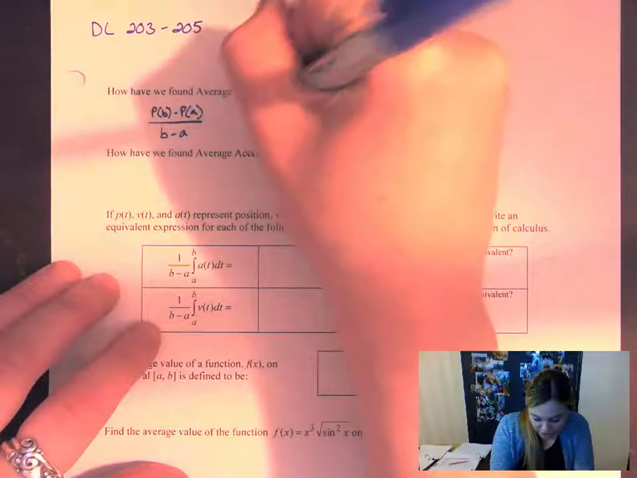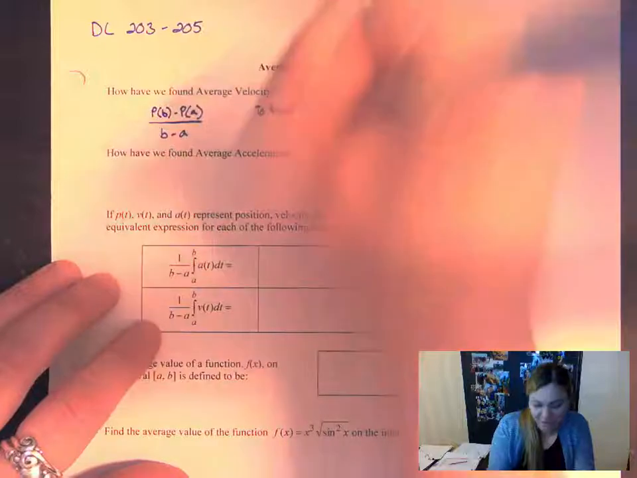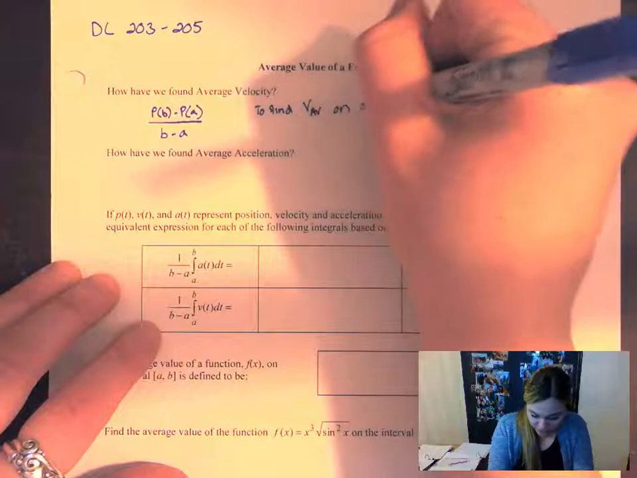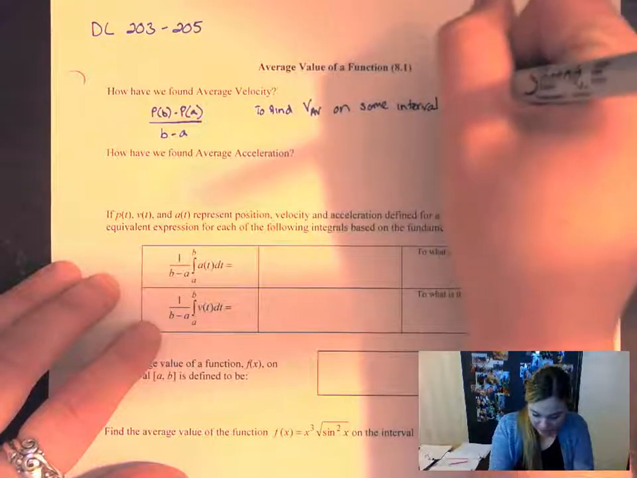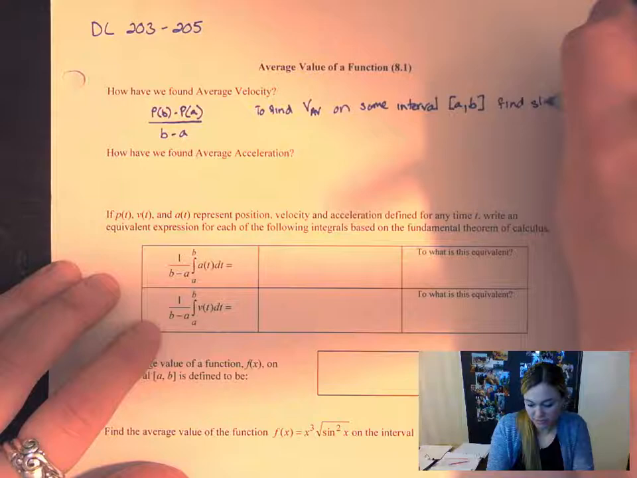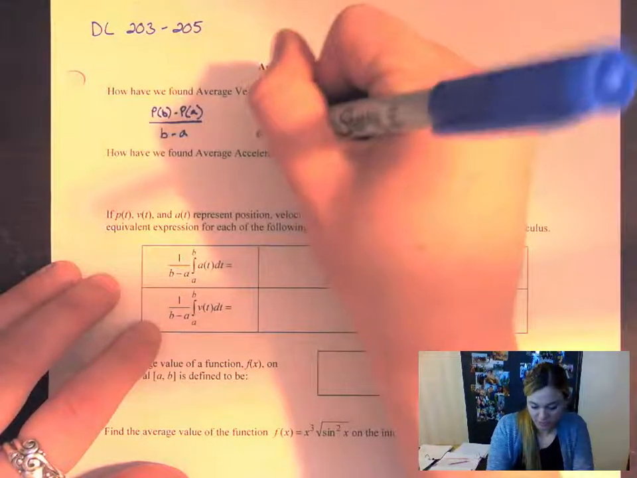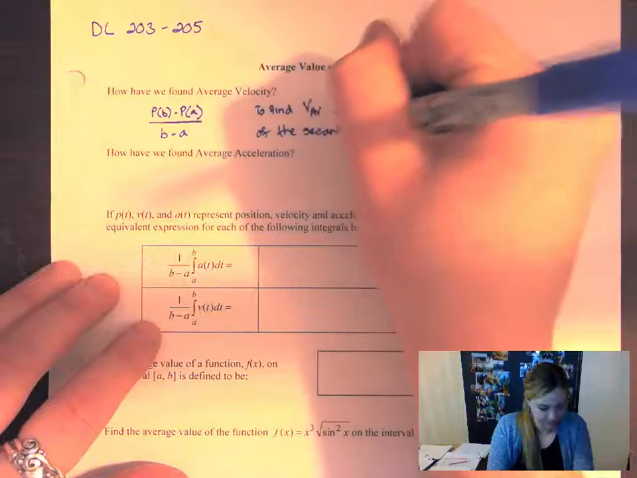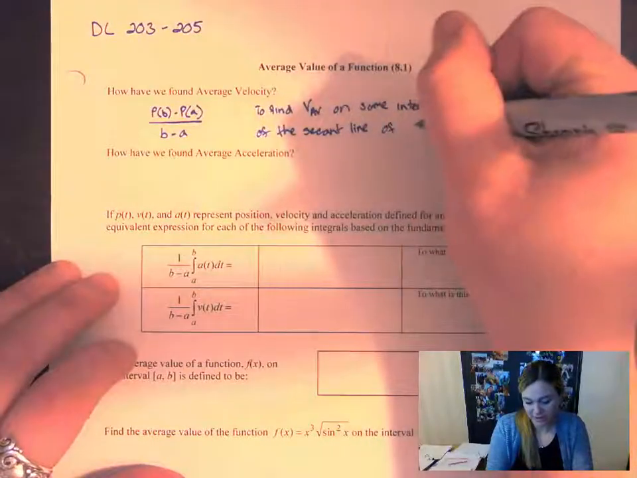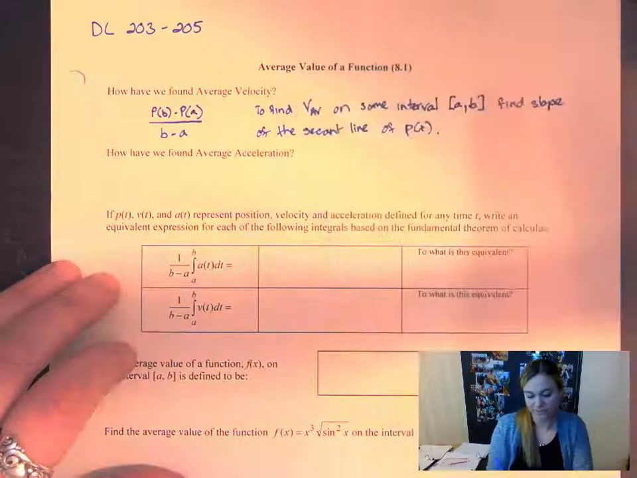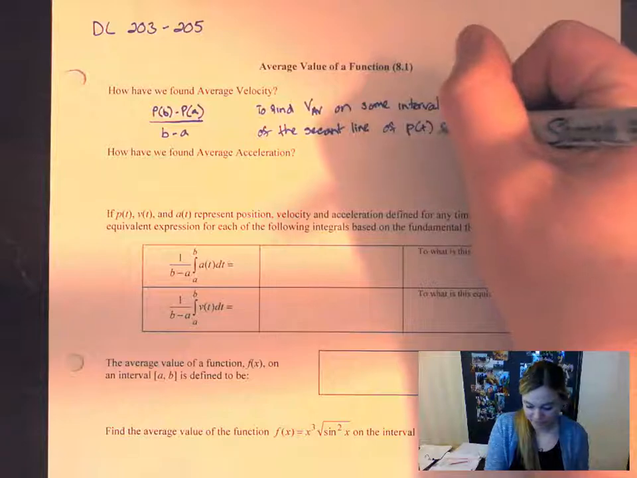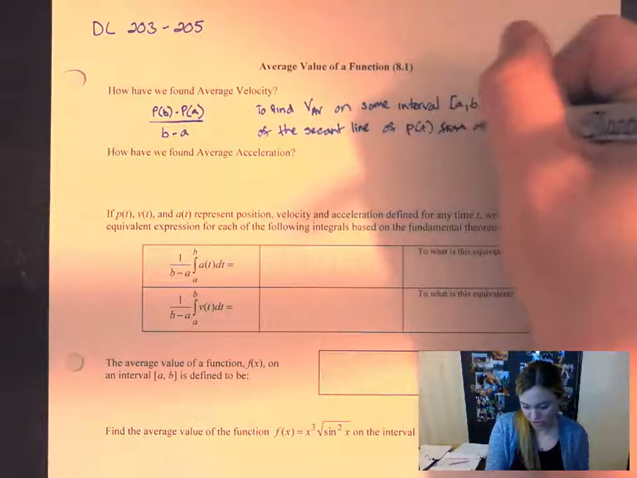So to find, sometimes you'll see it like that, V average, the velocity average, on some interval A to B, so this is some closed interval, find the slope of the secant, or the slope of the secant line, of, and I can say of position function, so of P of T, on interval A to B.